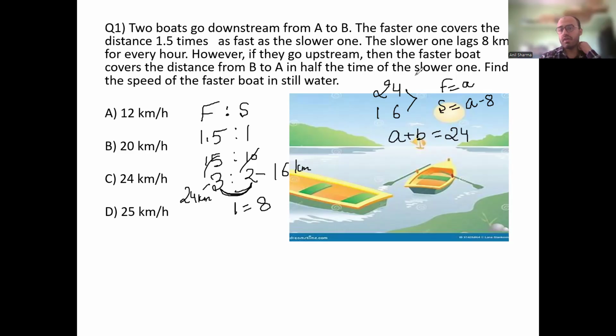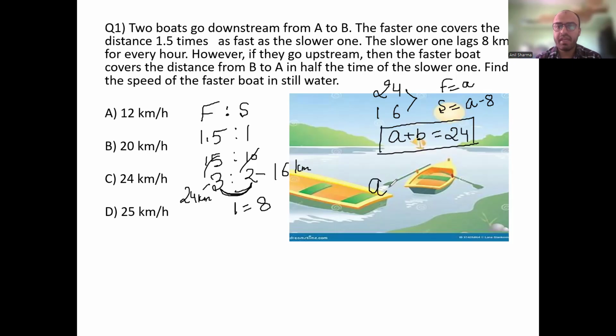That means the slower train will take twice as long as the faster train. So what will happen here? I have already written A minus 8, because it is lagging behind. Likewise, in the downstream we are adding, and I have already told you why we are adding effective speed. So upstream, we are going to subtract.